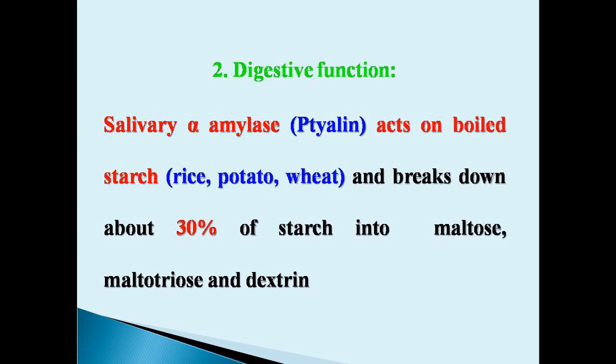Secondly, digestive function of saliva. Salivary alpha amylase, or another name is tyalin, acts on boiled starch, and here are the examples of boiled starch, that are rice, potato and wheat, and breaks down about 30% of starch into maltose, which is a disaccharide, maltotriose and dextrin, which are the oligosaccharides.